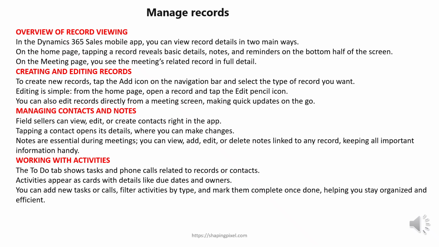Creating and editing records. To create new records, tap the Add icon on the navigation bar and select the type of record you want. Editing is simple. From the homepage, open a record and tap the Edit pencil icon. You can also edit records directly from a meeting screen, making quick updates on the go.